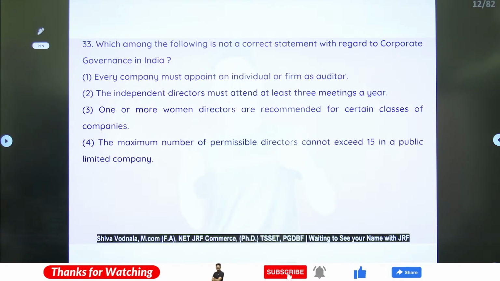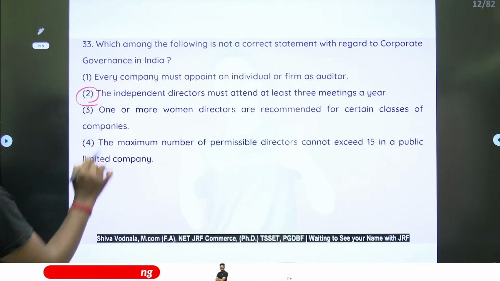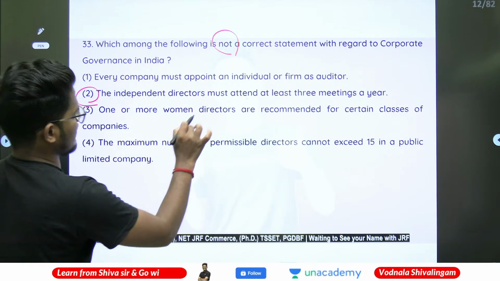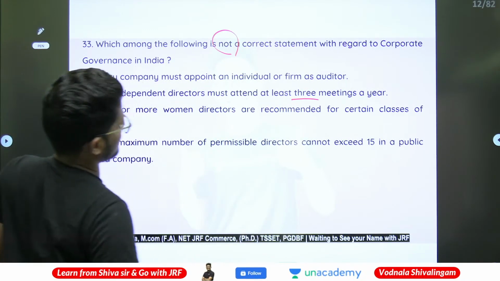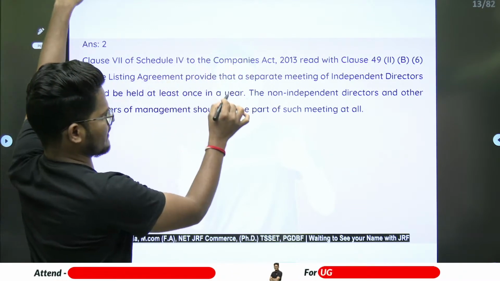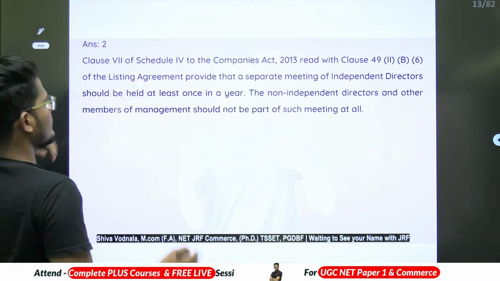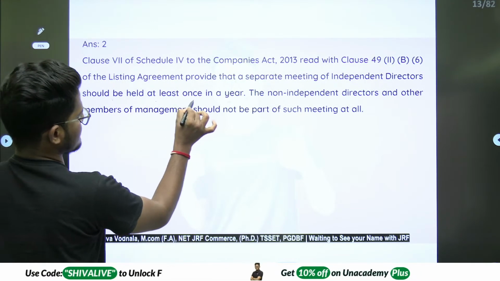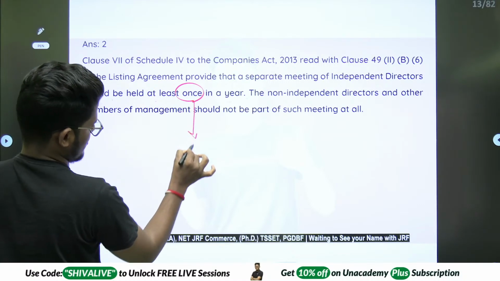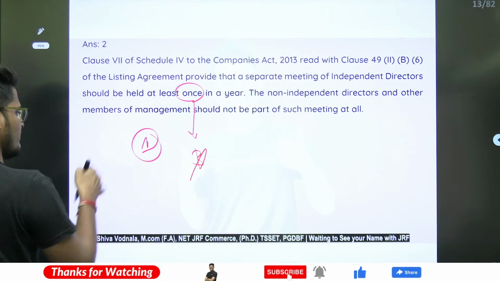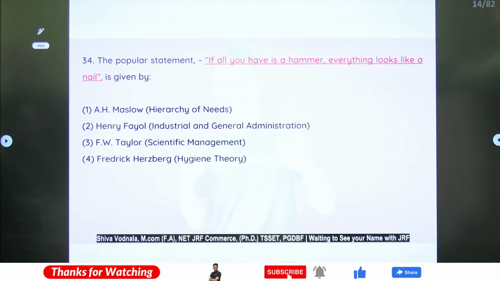So option 2 is the correct answer, because they're asking about the incorrect statement. Independent directors at least three meetings in a year. If you look at clause 7 and Schedule 4 of the Companies Act 2013, it says the listing agreement provides that a separate meeting of independent directors should be held at least once in a year, not 3. Three times is not correct. Only one time they will be meeting for the corporate governance discussion.